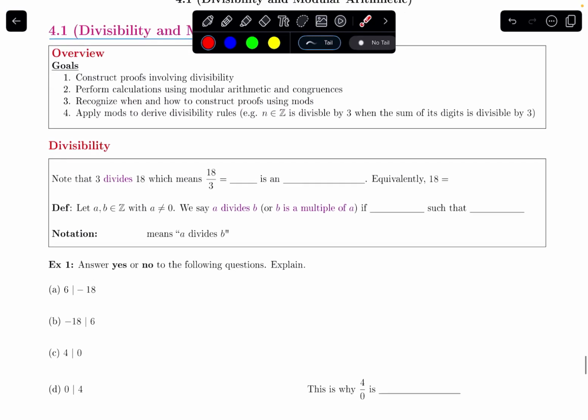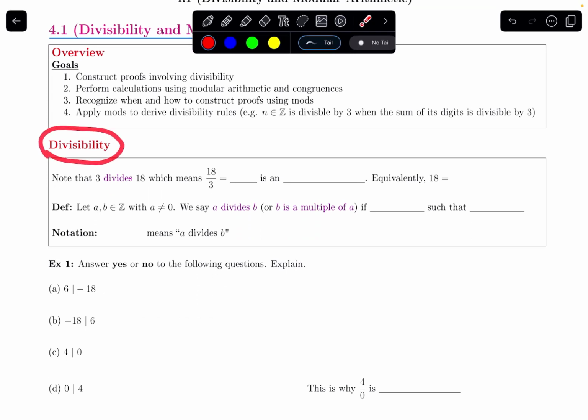So in this video, let's start talking about divisibility. I want to start with an example. 3 divides 18. What that means is when I do the division, 18 divided by 3, that ends up being an integer because it equals 6. And that's what it means for 3 to divide 18: when I do the division, I get an integer. I can rearrange this to isolate the 18. So 18 is equal to 3 times 6.